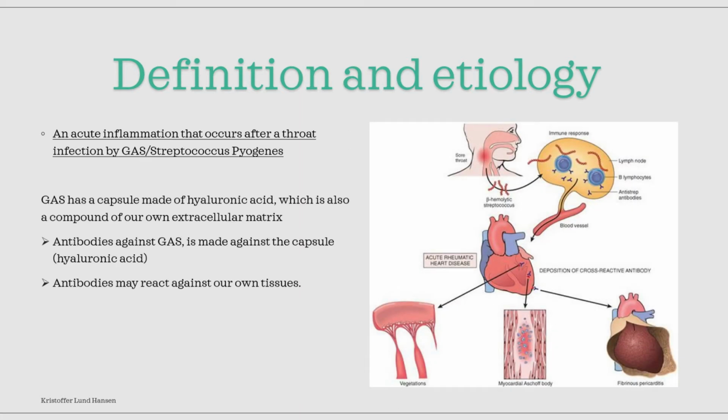Streptococcus pyogenes or GAS, again the same thing, has a capsule that is made out of something called hyaluronic acid. Hyaluronic acid is one of the compounds that we have in our own extracellular matrix, so it makes up a big part of the connective tissue and other tissues. When antibodies are made against GAS, they are made to target the capsule, which again is made out of hyaluronic acid. Sometimes these antibodies will become reactive against our own tissues, especially against the heart and the joints.